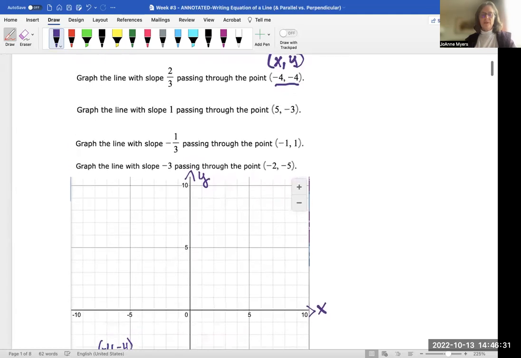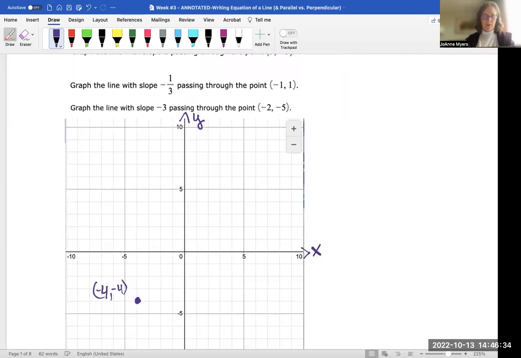And then the slope is 2/3. So I would go up 2 and over 3. Up 2 and over 3. This would be the line that has a slope of 2/3 and goes through the point -4, -4.